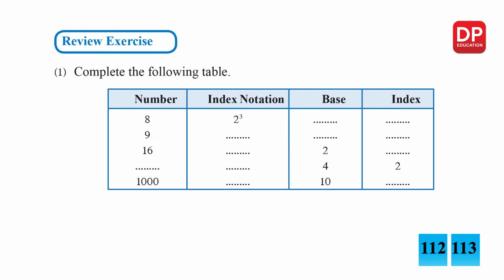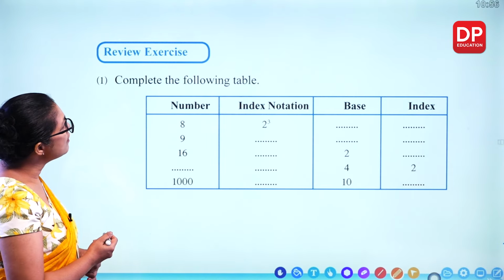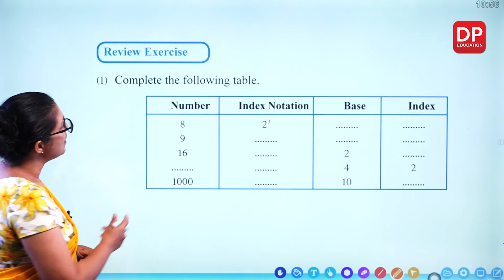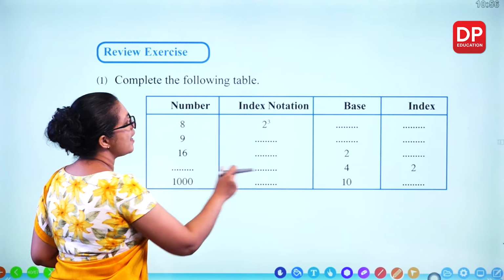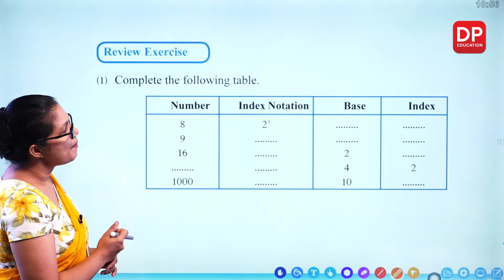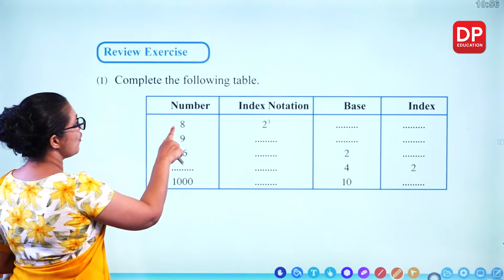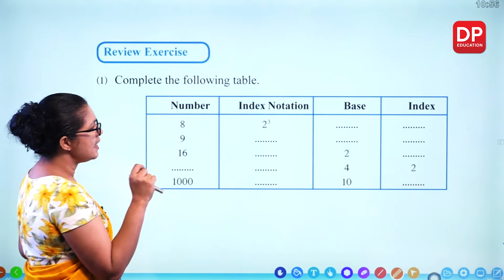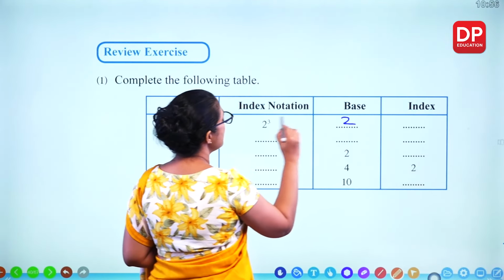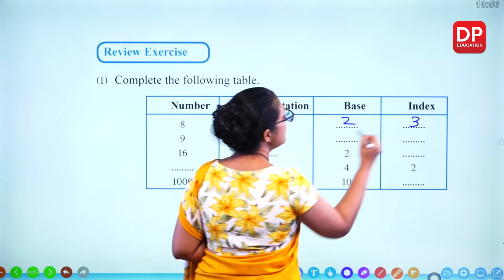Now we'll look at the review exercise. Complete the following table. You have given numbers and you are asked to write in index notation and the base and the index. The first one is done for you. 8 is 2 to the power 3. So 2 is the base and 3 is the index.